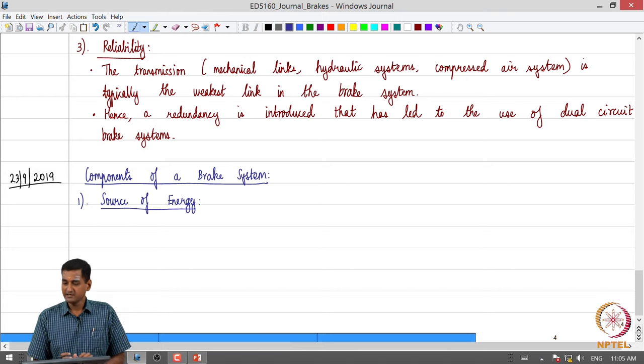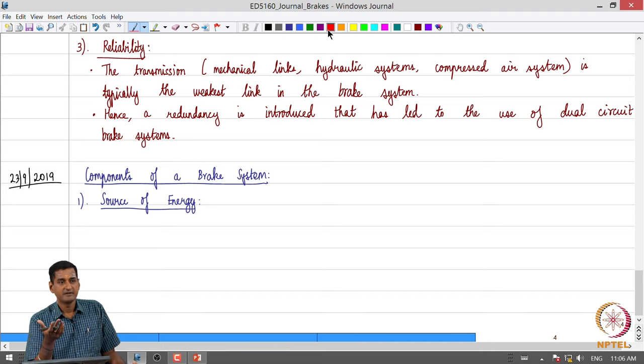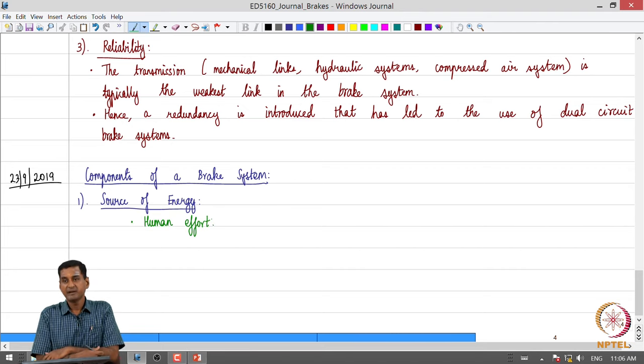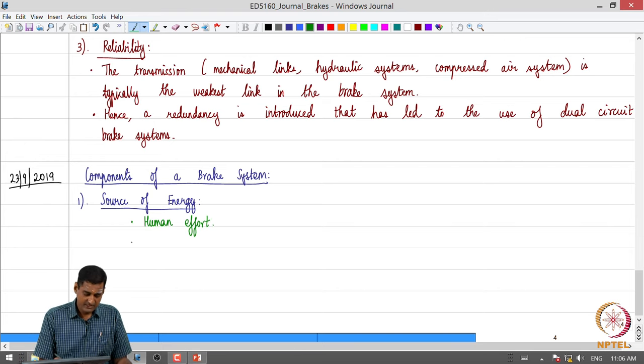If you look at sources of energy in a brake system, we can immediately realize that most commonly in any vehicle that we would be driving, let's say from a bicycle to a two-wheeler and a four-wheeler and so on, the main source of energy would be the human effort, which gets magnified and then transmitted down the line to the wheels. Human effort is a primary source. However, in many scenarios, this human effort is augmented by what is called an assist system or a boost system.